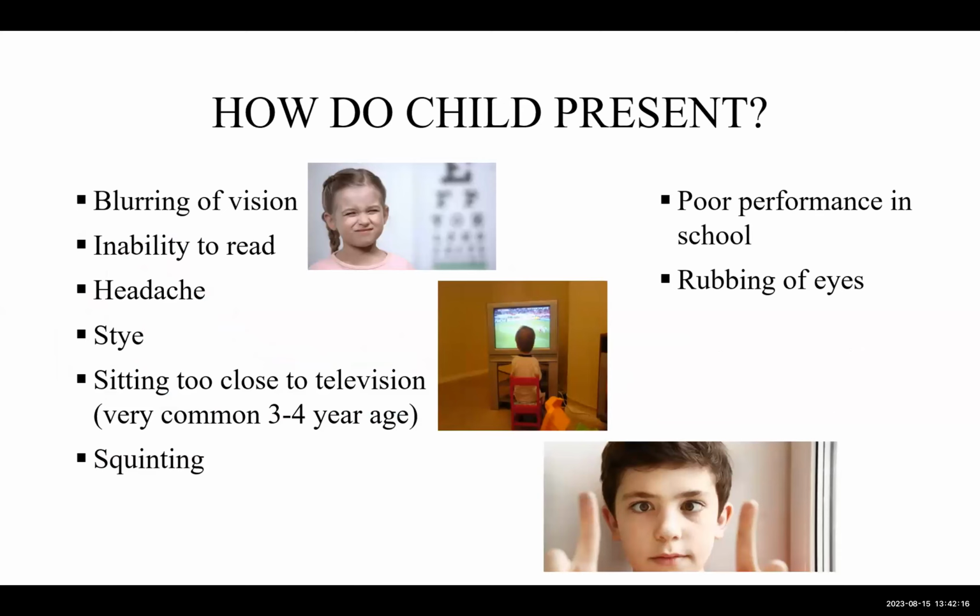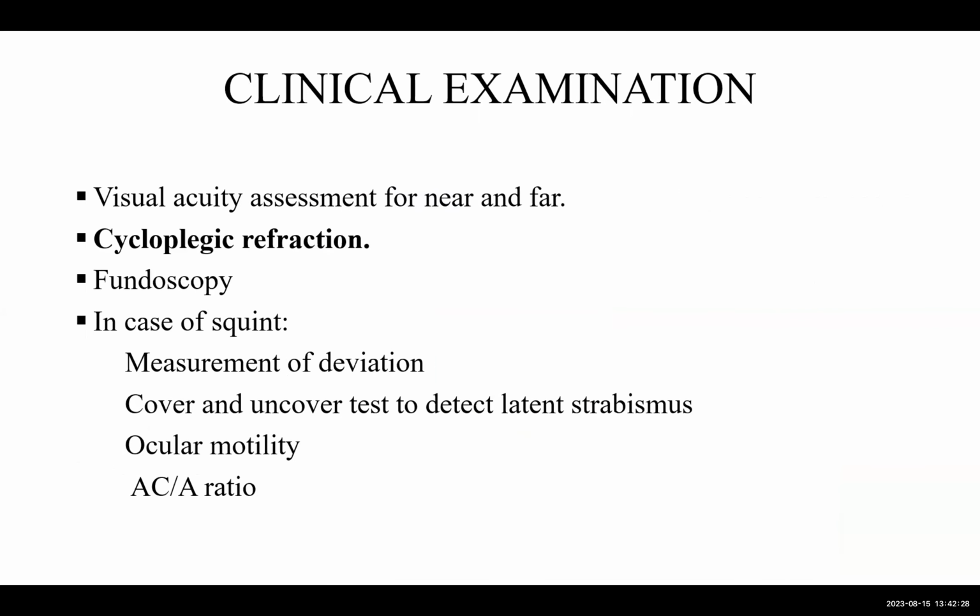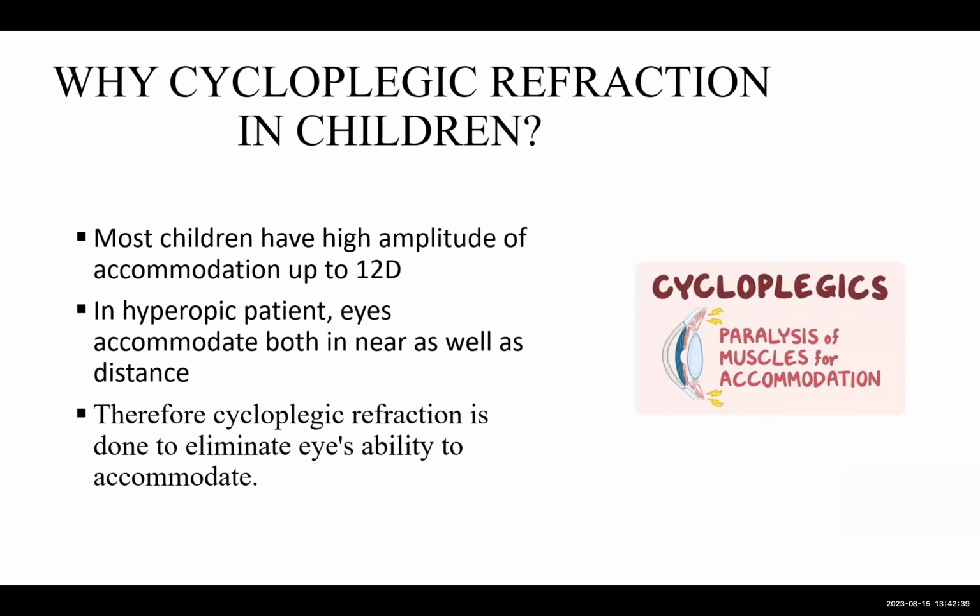So how does the child present? The child can complain of blurring of vision, inability to read, headache, or stye, and the parents may complain of the child sitting too close to the television, squinting, poor performance in school, or rubbing of eyes. We start clinical examination with visual acuity assessment for near as well as far. Cycloplegic refraction is done, then fundoscopy, and if the child presents with squint, we should do a complete squint evaluation.